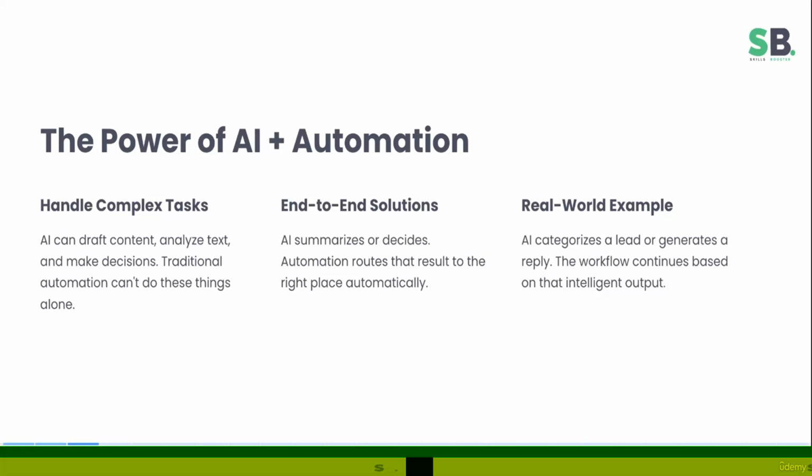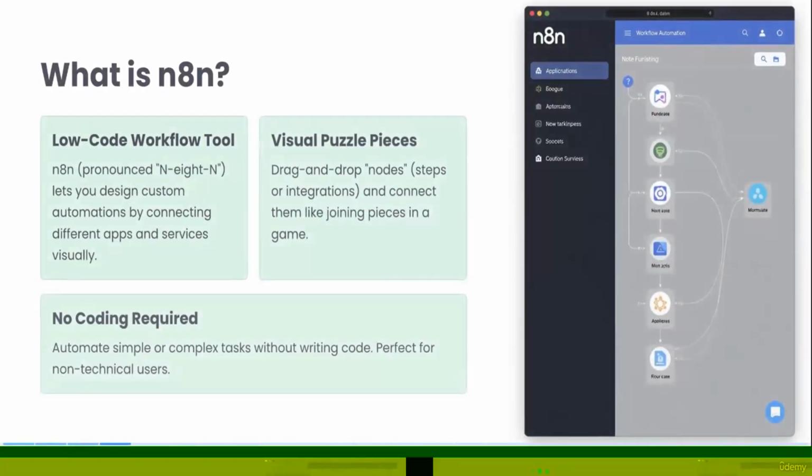And AI categorizes a lead or generates a reply. The workflow continues based on that intelligent output. So what is n8n? A low-code workflow tool. n8n lets you design custom automations by connecting different apps and services visually.